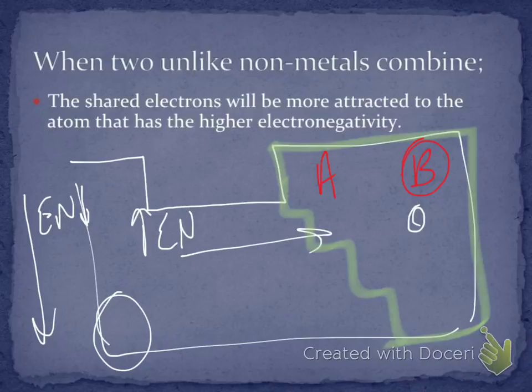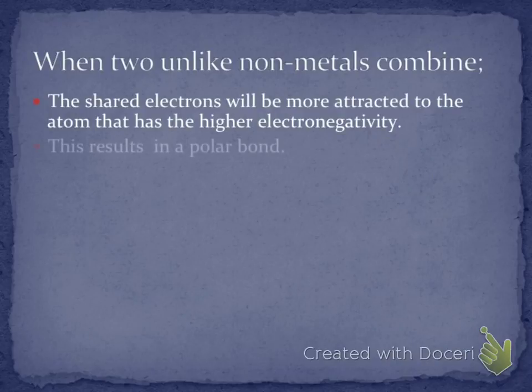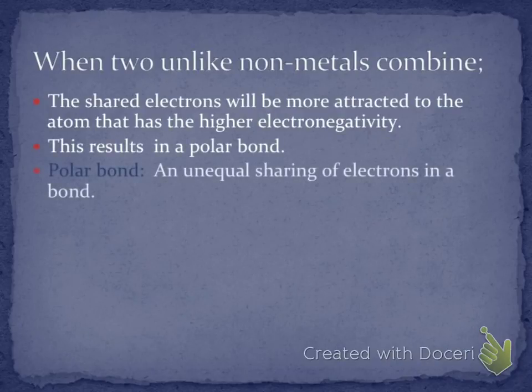Not so much that it takes it from the other atom, like it would in an ionic bond, but just enough so that those electrons hang around that nucleus a little bit longer. So we're going to end up with something called a polar bond. Polar bonds are unequal sharing of electrons in a bond. And that unequal sharing is because one atom is a little bit stronger than the other.